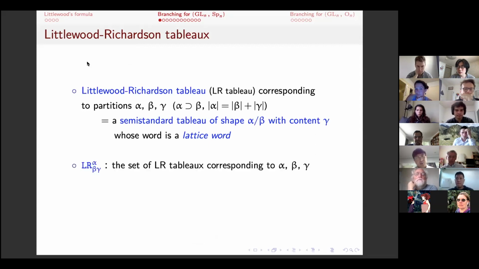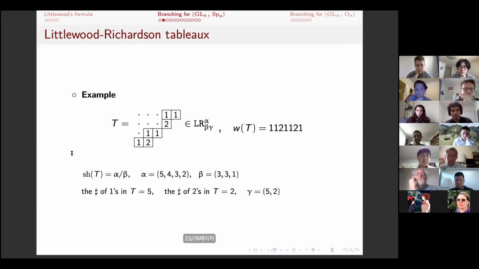In this talk, we denote by LR alpha, beta, gamma the set of LR tableaux corresponding to the given partitions. Then the LR coefficient means the number of LR tableaux. Let me give a simple example. Consider this tableau T. Then the shape of T is obtained from the partition 5, 4, 3, 2 by removing the partition 3, 3, 1. So this has shape alpha over beta.